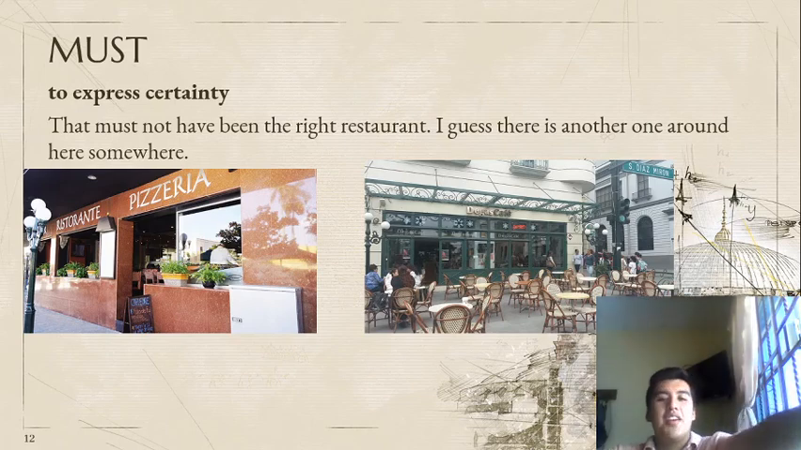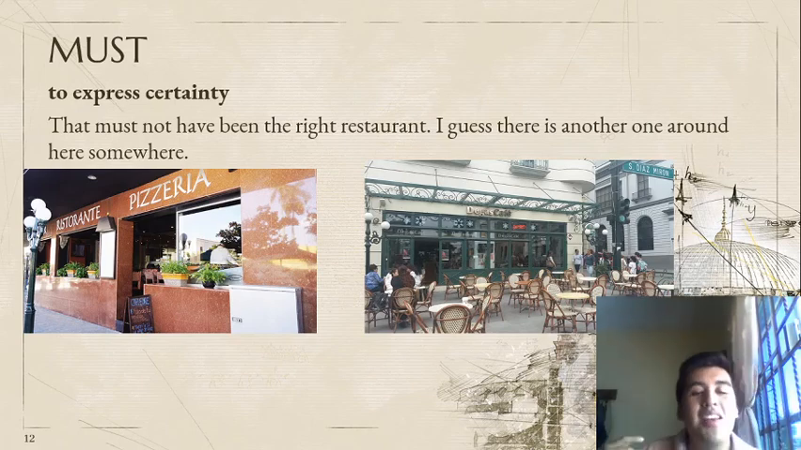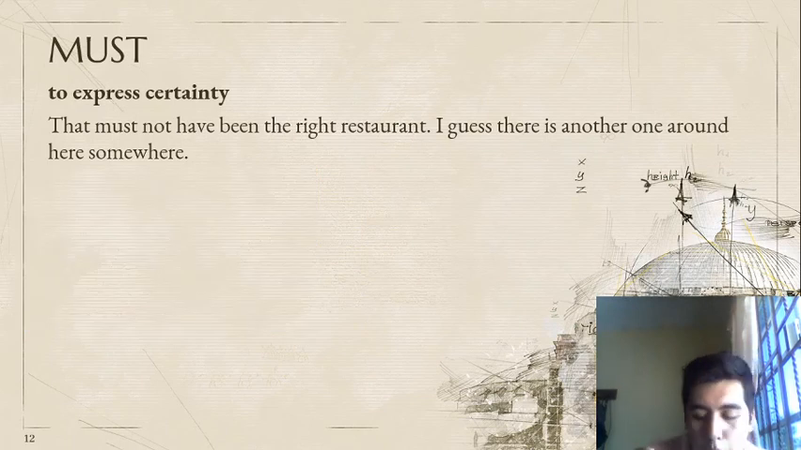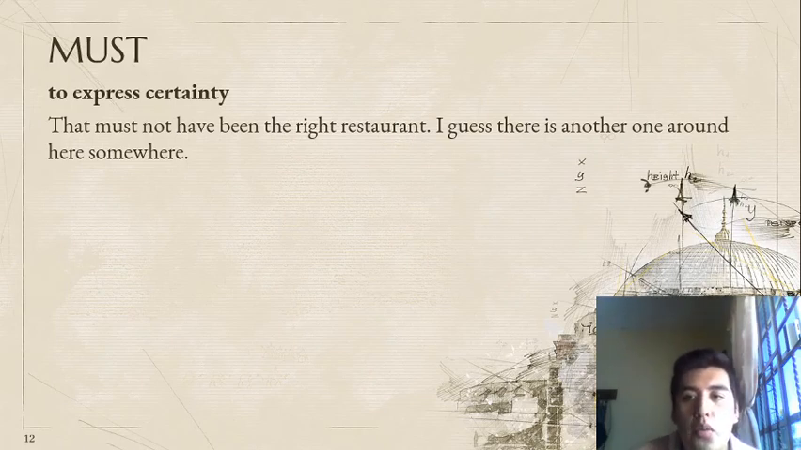So they were in the wrong restaurant, and this phrase was the one that I always heard. That must not have been the right restaurant. I guess there is another one around here somewhere. And yes, there was. They were expecting to be in another restaurant.